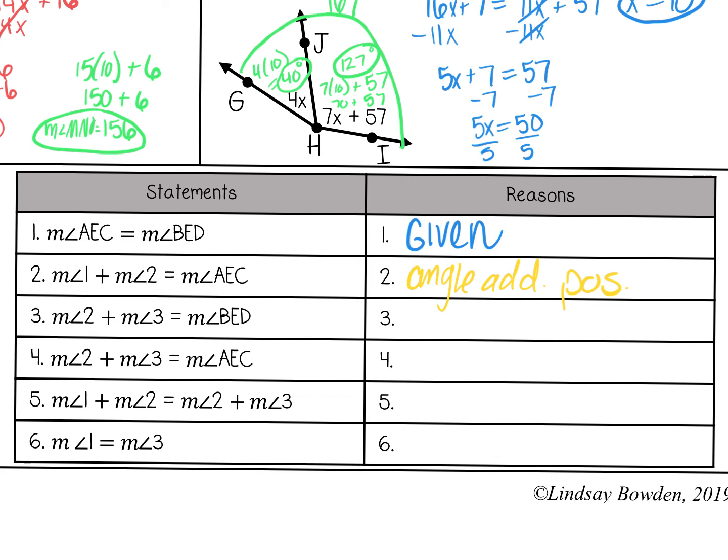Right? So we've got the same idea happening here in step 3, right? 2 plus 3 equals BED, right? So here's 2, here's 3. So those two pieces add up to our whole green angle. So again, that is our angle addition postulate.